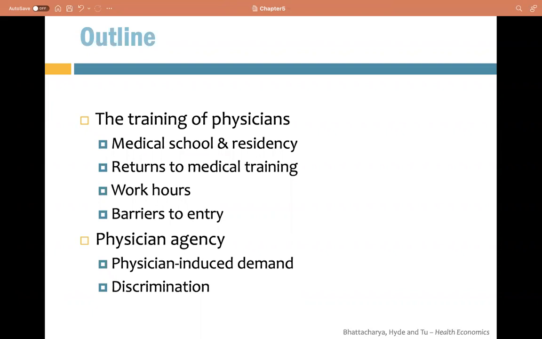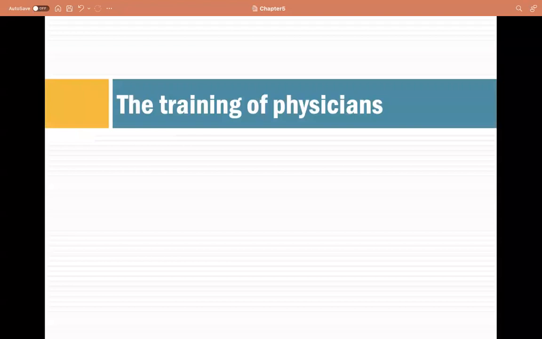And we are also going to shift the role of the physician a little bit, and talk about the physician as an agent and from the perspective of agency economics. We're going to talk about physician-induced demand instead of health-induced demand. And we're also going to talk about discrimination during the practice of physicians. So let's get started.